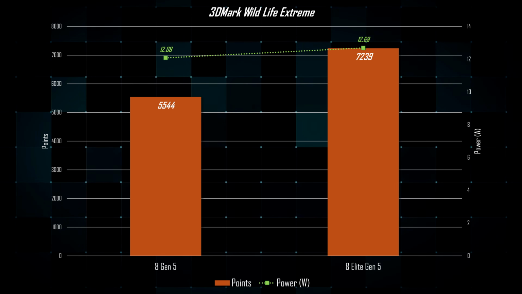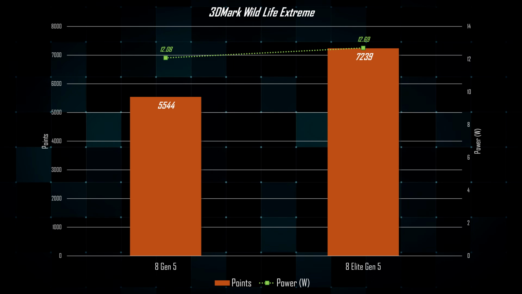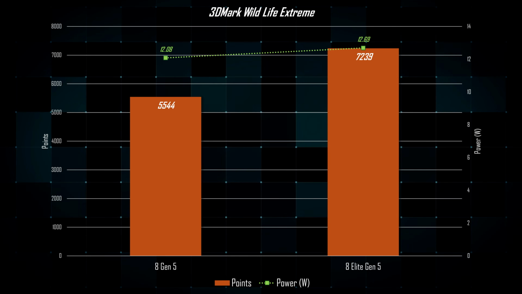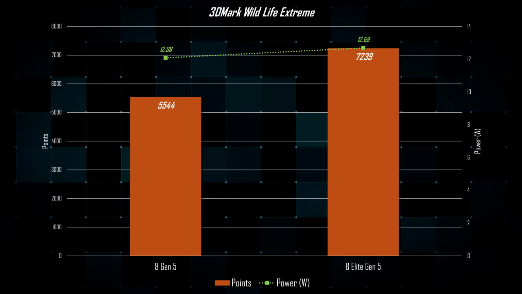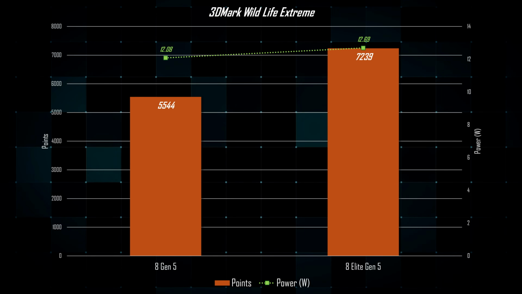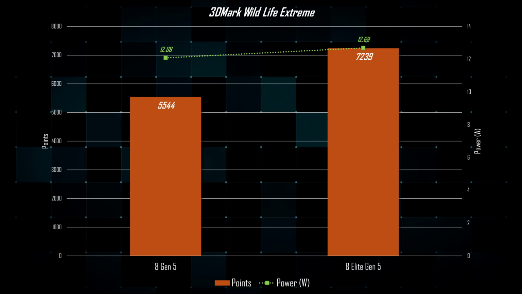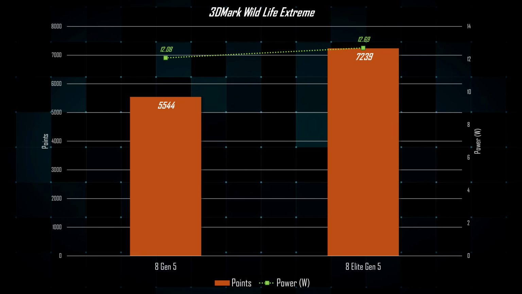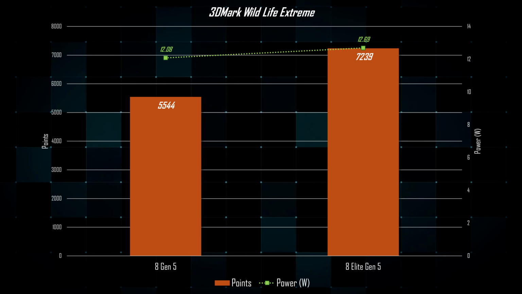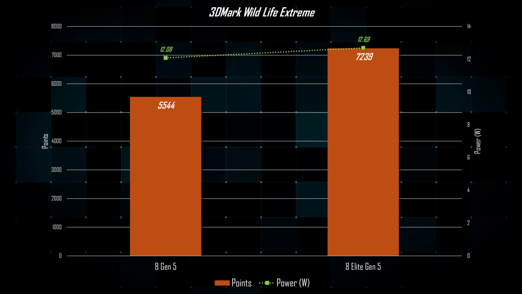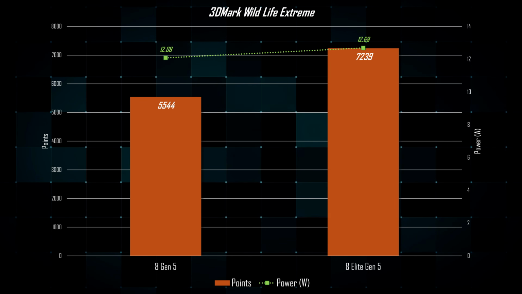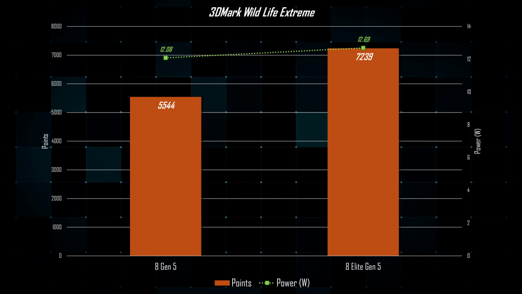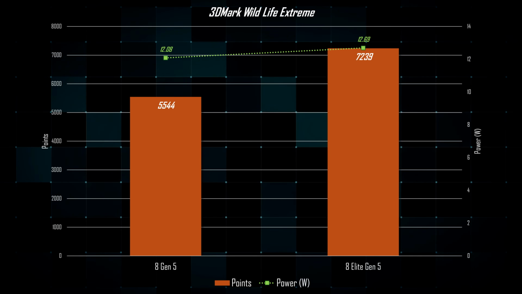For peak GPU performance in 3DMark Wild Life Extreme, the 8 Elite Gen 5 is 30.5% faster compared to the 8 Gen 5, which in itself is around 20% faster than the outgoing 8 Gen 3 and 8s Gen 4. When it comes to power consumption, the 8 Elite Gen 5 is consuming 5% more power, making it significantly more efficient than the 8 Gen 5 when it comes to peak GPU performance. But obviously in real world gaming, the CPU is also involved. So let's take a look at mixed CPU GPU usage.